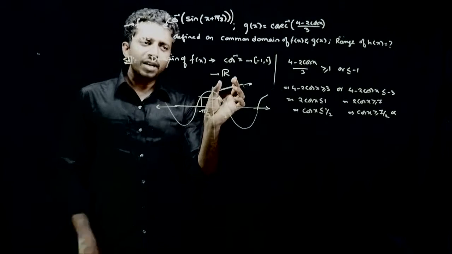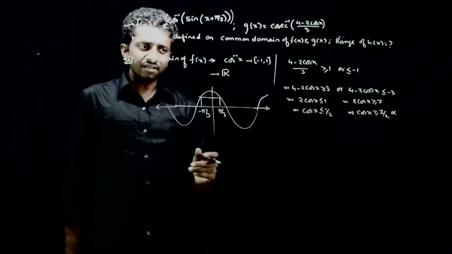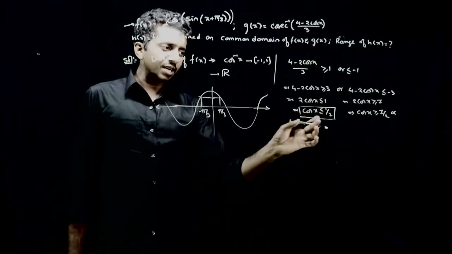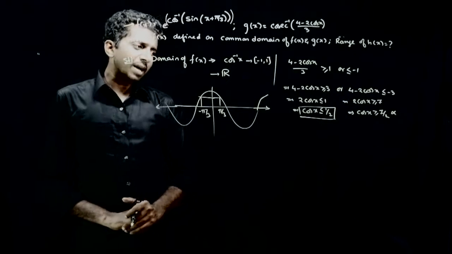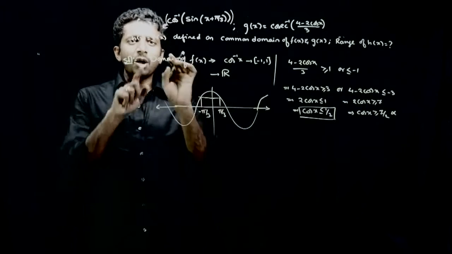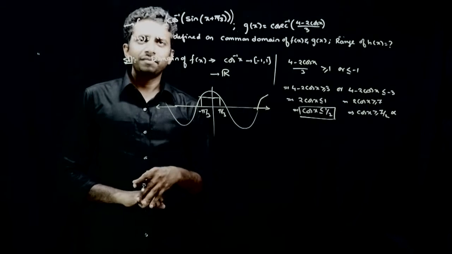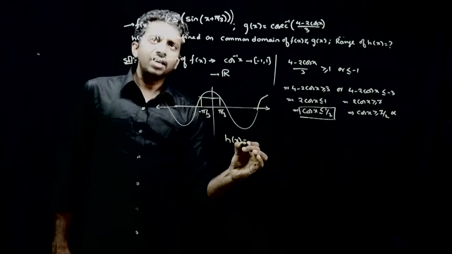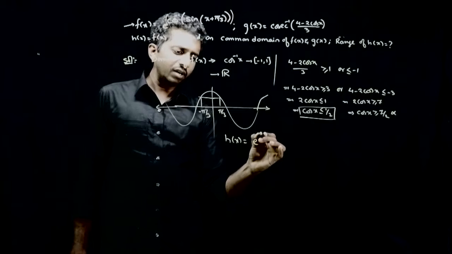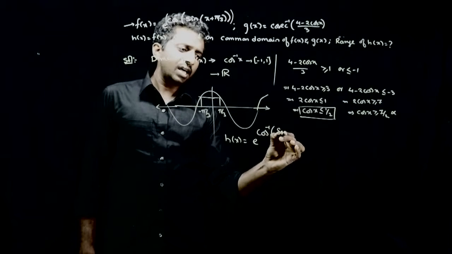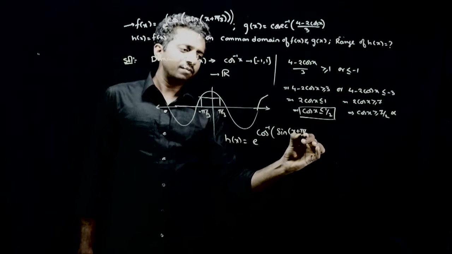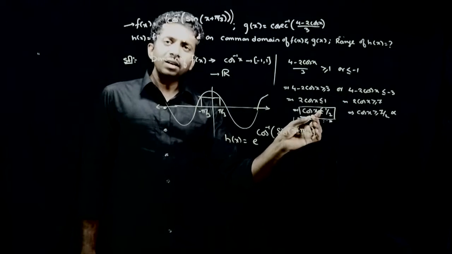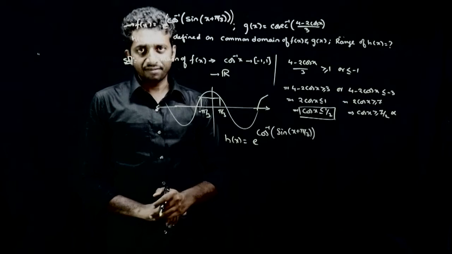ठीक है, So इसका डोमेन R है, इसका डोमेन cos x less than half है. So the common domain will be decided by this function. So मान लीजिए आप cos x is less than half है. So common domain में cos x less than half होना चाहिए. ठीक है. So अब h of x क्या है? h of x is same function e power cos inverse of sin of x plus pi by 3. सही. But this is defined only when cos x is less than half.